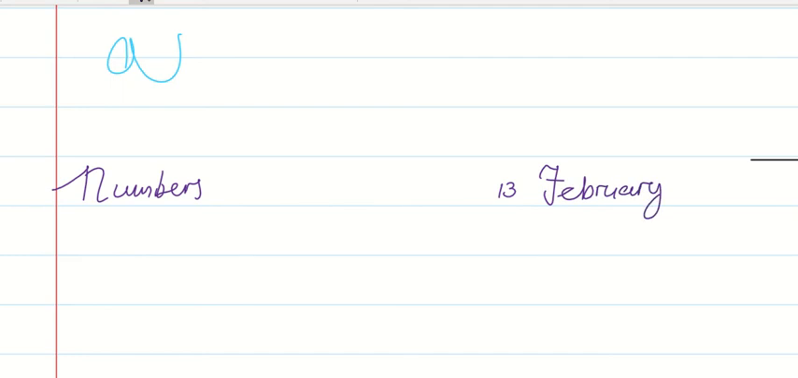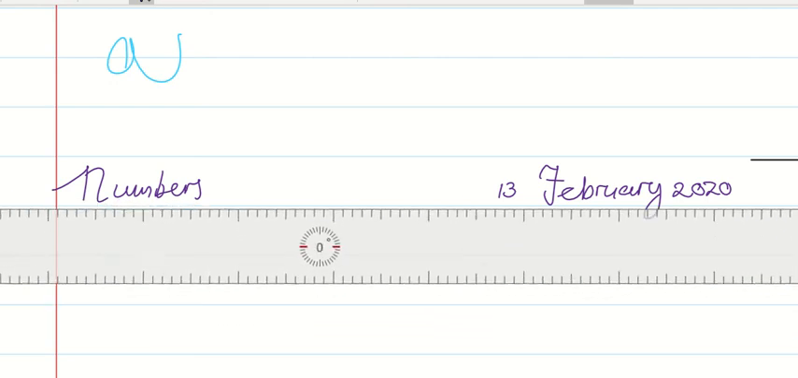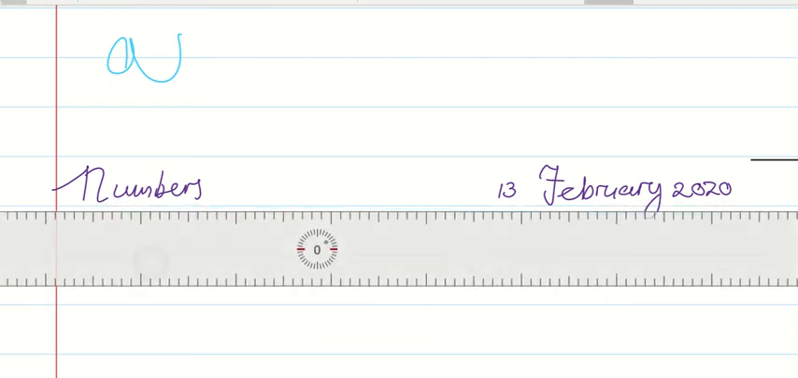Right, so now I would write numbers as my heading, and then today's date is almost the 14th, but it's not the 14th, so it's one before the 14th. So that means it's the 13th of February, and I expect you guys to write the date every day. Then you take your ruler once again and underline like that, and then we're going to start at question number 9.